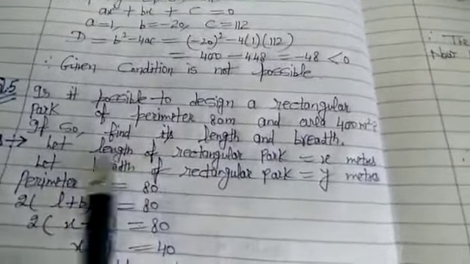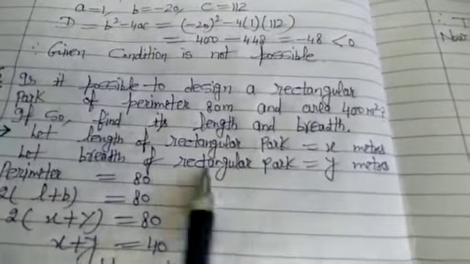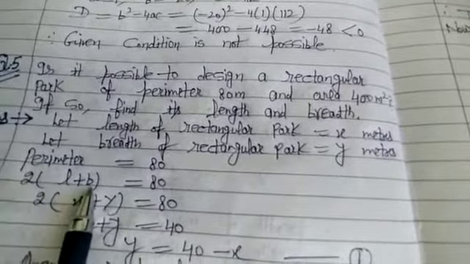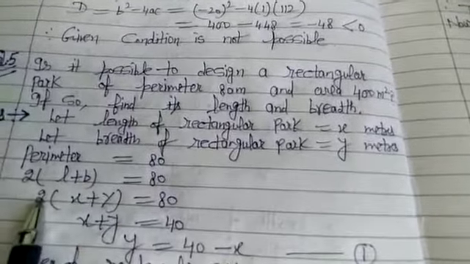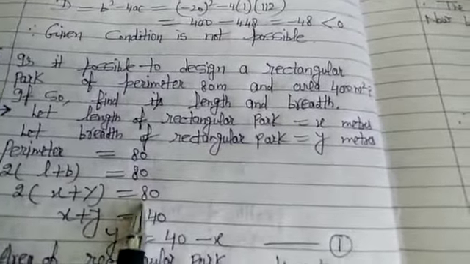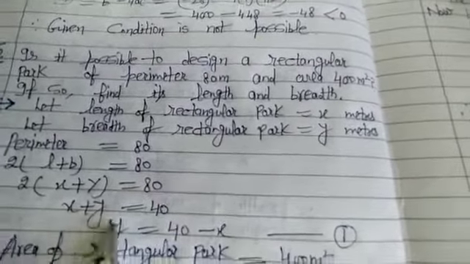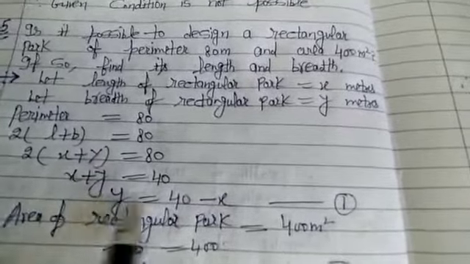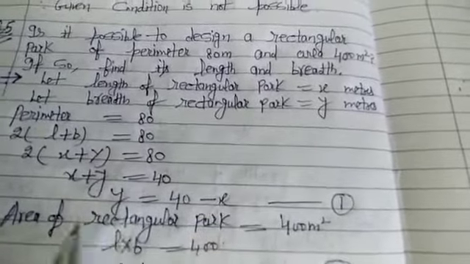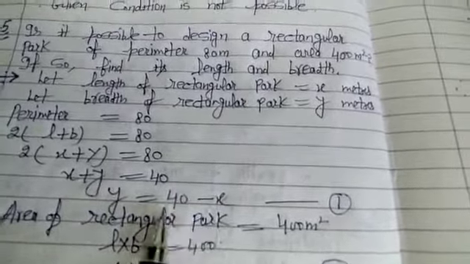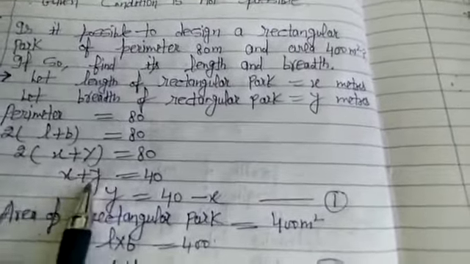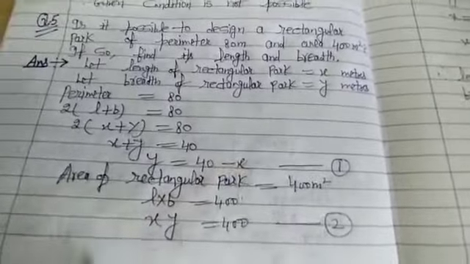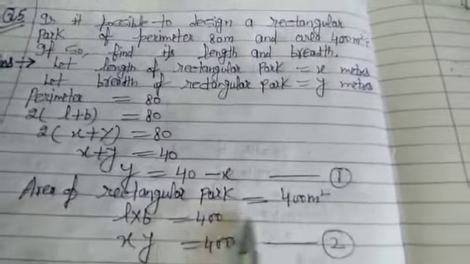So let us suppose that the length of the rectangular park is x and breadth is y. Perimeter of the rectangle, we know, is 2 times length plus breadth, equal to 80. So shifting 2 to the right hand side, it is dividing here. So x plus y is equal to 40. From here we can convert x in terms of y or y in terms of x. So I have calculated y in terms of x here. Shifting x to the right hand side, y is equal to 40 minus x.